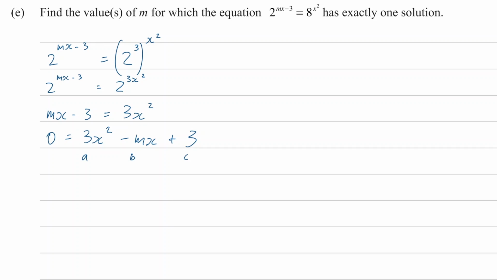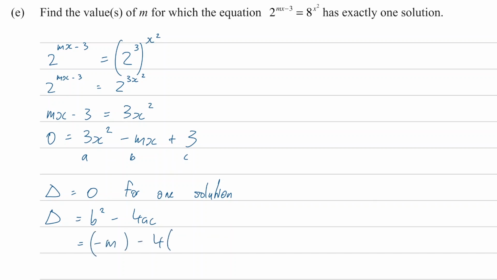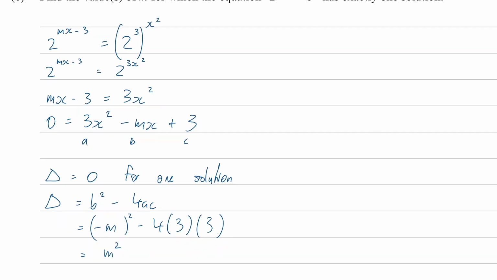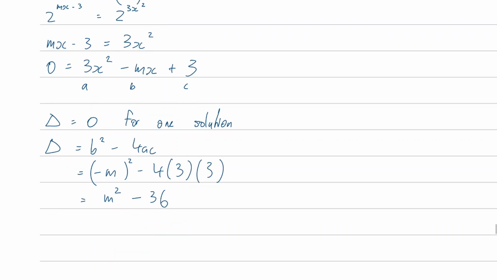And so if we want exactly one solution, we will set the discriminant. So discriminant, delta, must equal 0 for one solution. The discriminant is equal to b squared minus 4ac. And in this case, b is negative m, a is positive 3, c is positive 3. So we've got negative m squared, which is m squared, minus 4 times 3 times 3, that's minus 36.